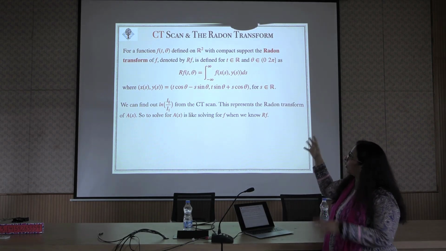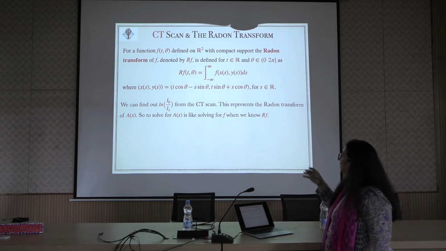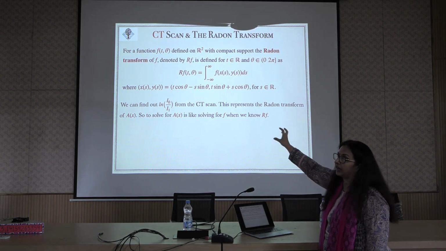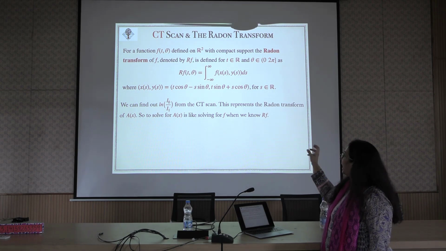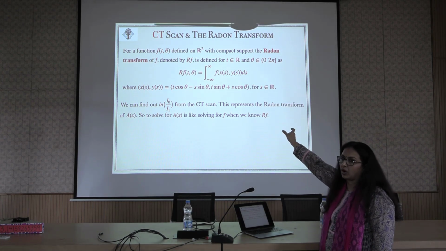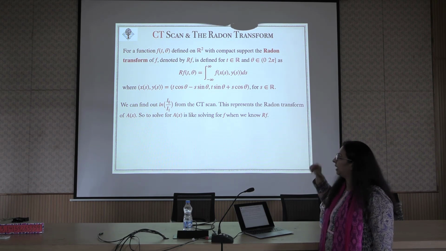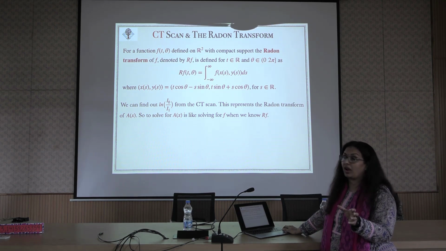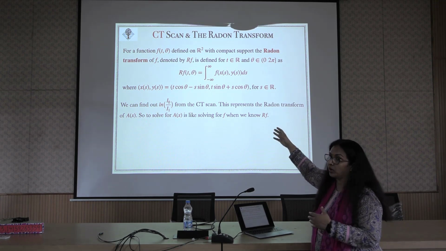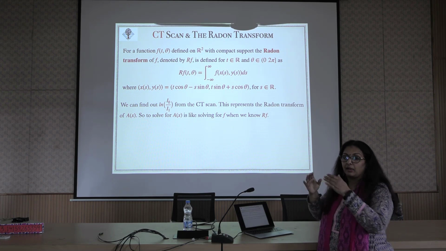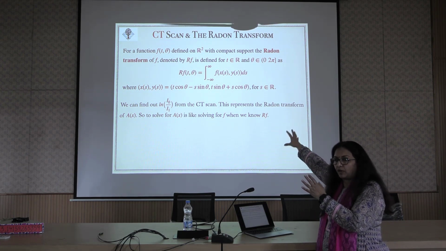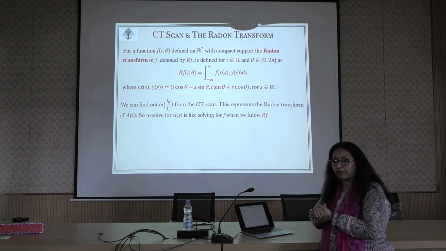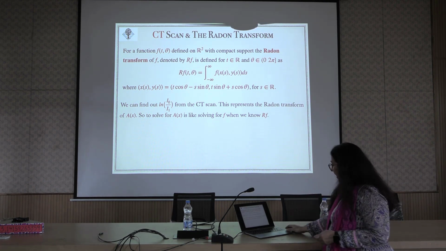And so how does this connect to what we did earlier? The point is, this log natural I0 over I1, which we got from the CT scan, is like the Radon transform of A(x). And to solve for A(x) is like, if I know the Radon transform, how do I find f? That's the analogy that is there. If you look at Rf, the Radon transform is also a function of two variables, right? It's just that your t and theta are being parametrized and you're finding this integral here. So if you know this function Rf, how do you get back f from it?